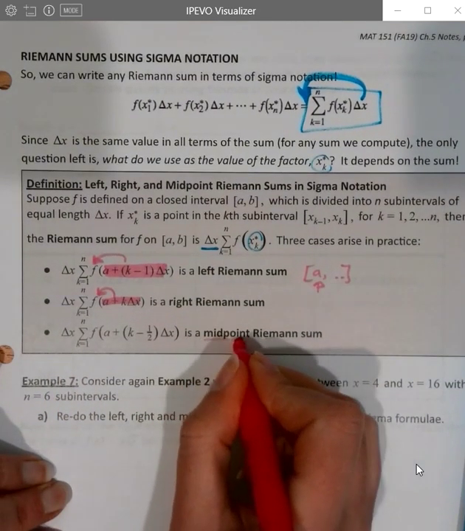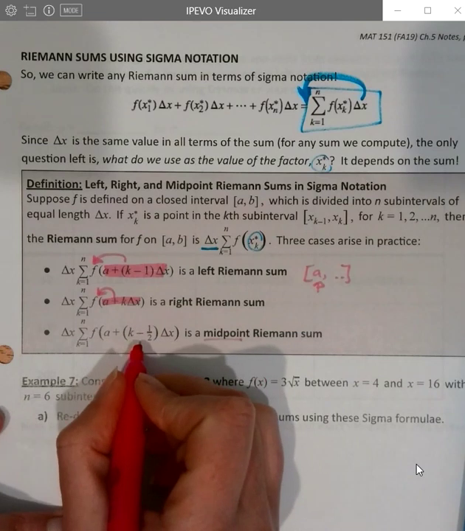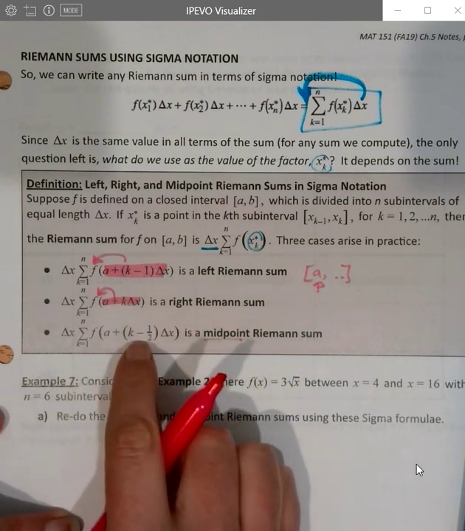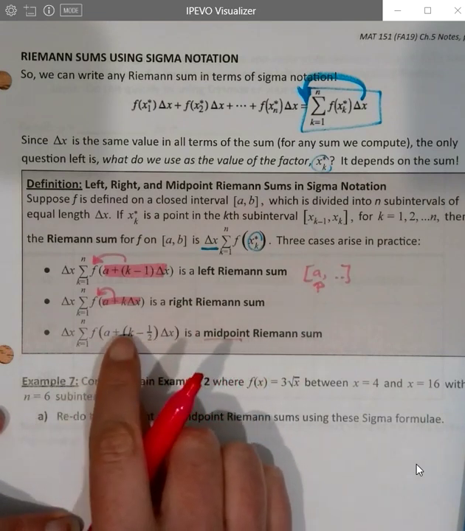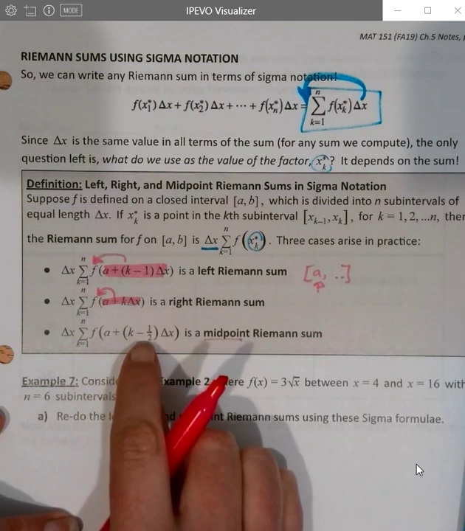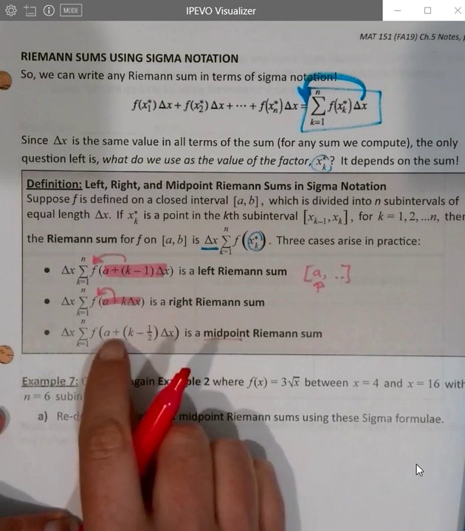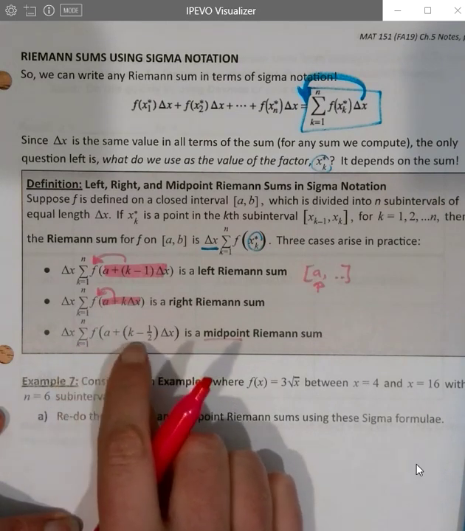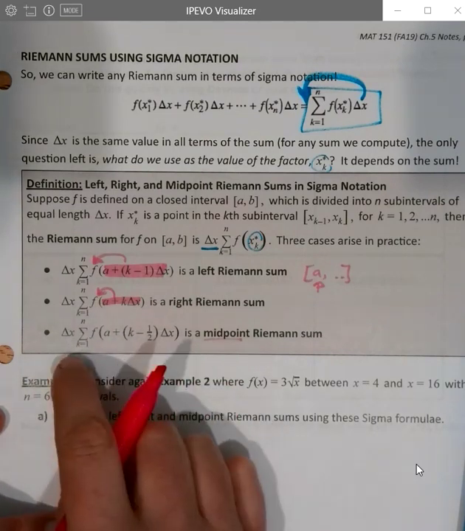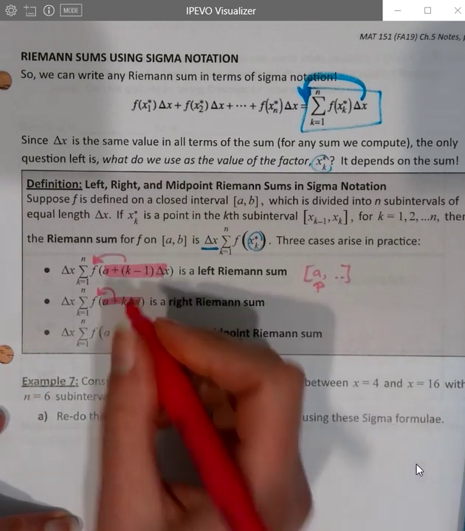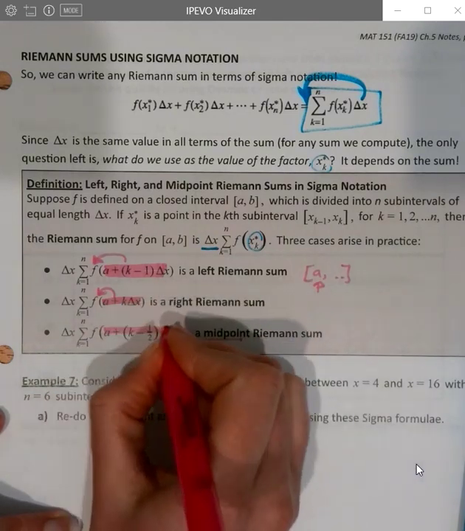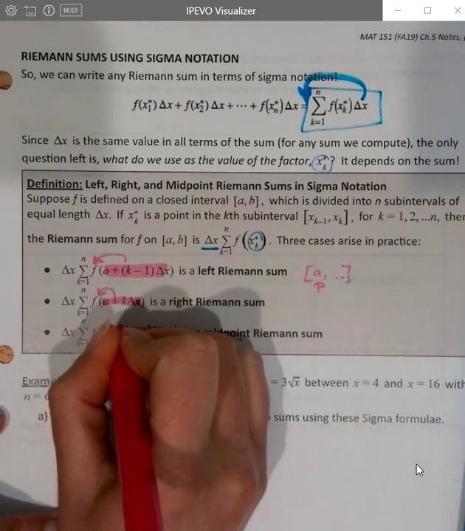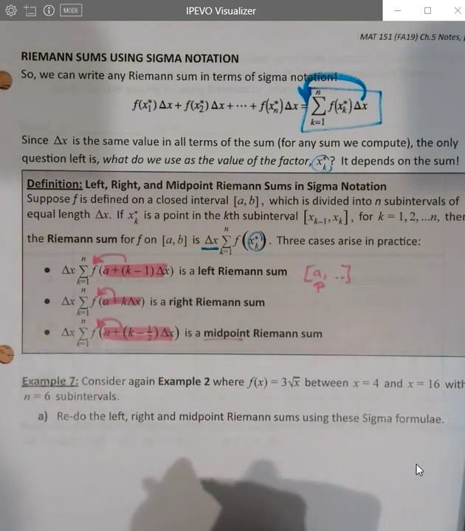Now for the mids, it's a little more complicated, but I want to go halfway the first time. So k minus a half is actually 1/2 when k is 1, and so I'm going to put that in the first time. And then when k is 2, I'm going to go 3/2. So we're going 3/2 of delta x from the original, which is 1 more than the first half. And so that is the xk star value for the midpoints. So we plug that into f.